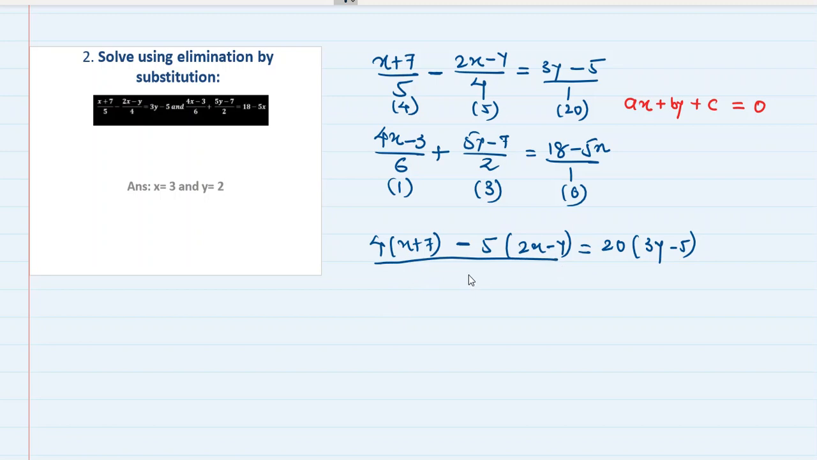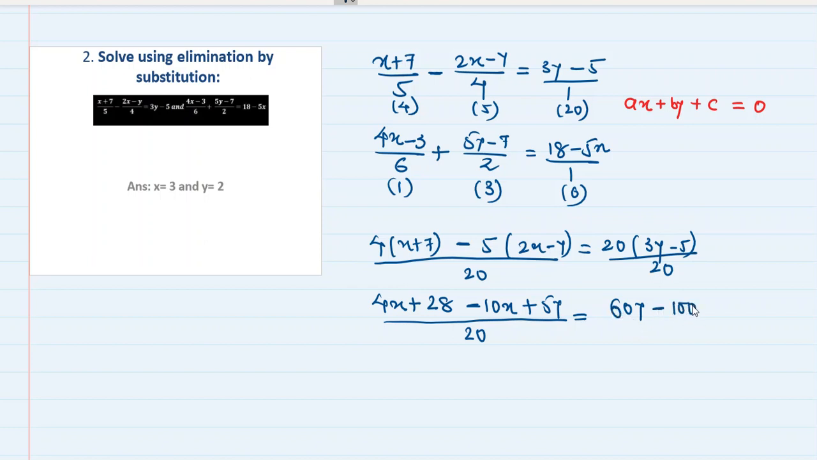Here also there will be 20 in the denominator. Here also there will be 20 in the denominator. That's how you take LCM. Now you open the bracket, so it will become 4x plus 28 minus 10x plus 5y, the whole upon 20, is equal to 60y minus 100, the whole upon 20.